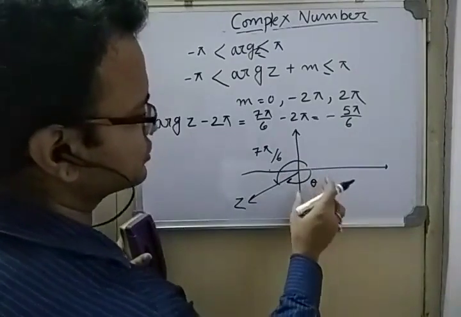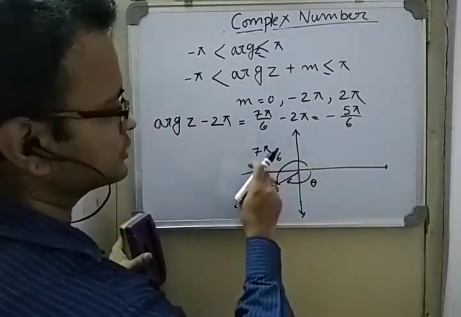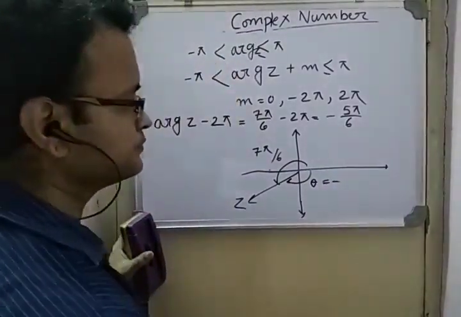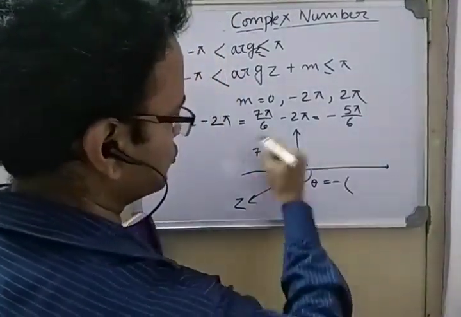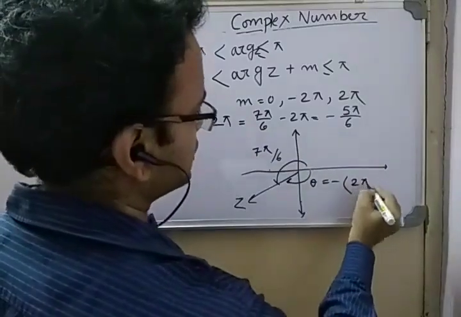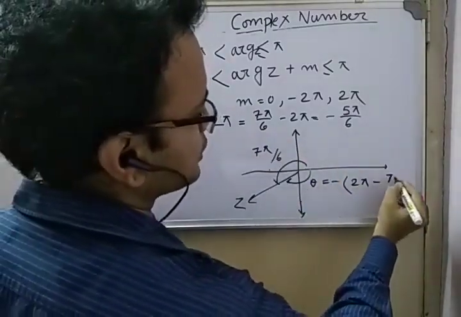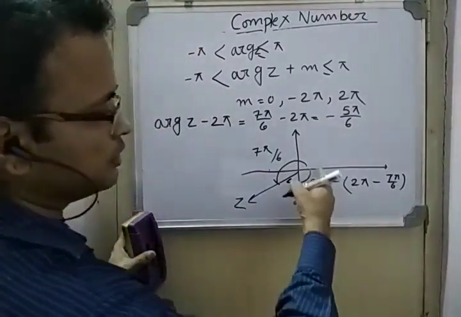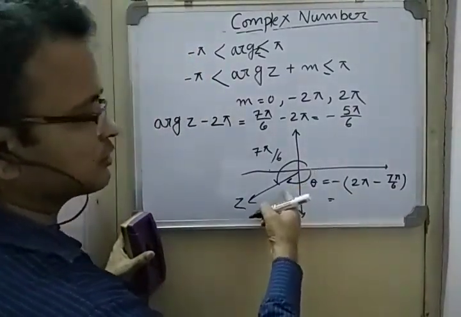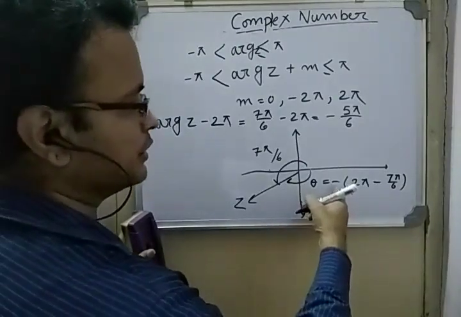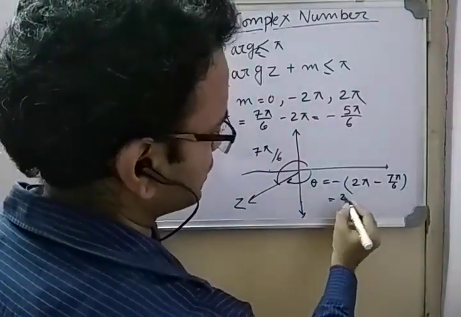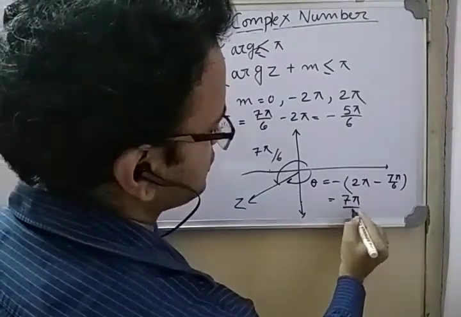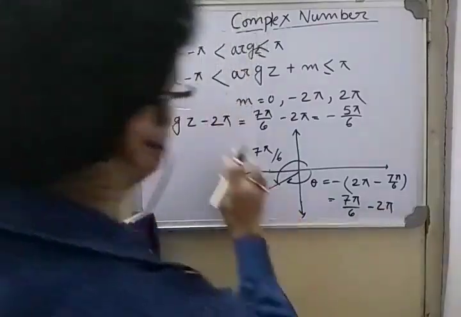So in the clockwise direction, if you see, this is total 2 pi and this is 7 pi by 6. So in the clockwise, first thing is it will be negative. And what is the value? The total was 2 pi, from that you are subtracting 7 pi by 6. So actually it is negative. Now the negative sign, we knew that it is clockwise, so we put it as a negative. But actually it is 7 pi by 6 minus 2 pi. That's what we have taken.